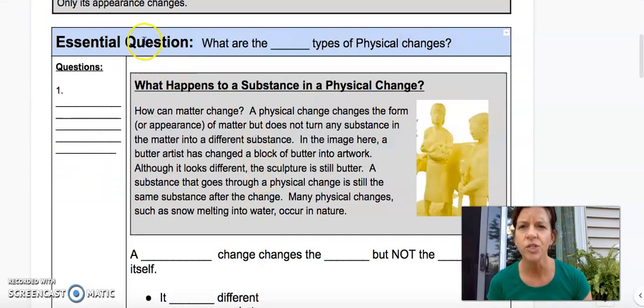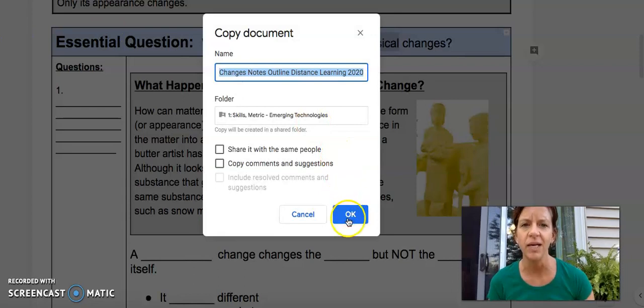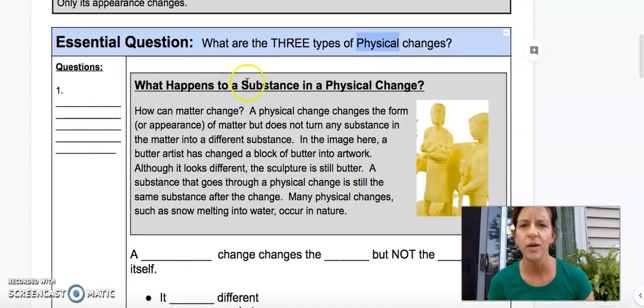Okay, our essential question, students, is what are the blank, I'm going to type in 3 types of physical changes. You might need to do that as well. Okay, so we're going to read this. This is part of your textbook again, and remember, we're going to be thinking about what should we highlight and what should we underline. I'm going to make a copy really quick. All right, here we go.